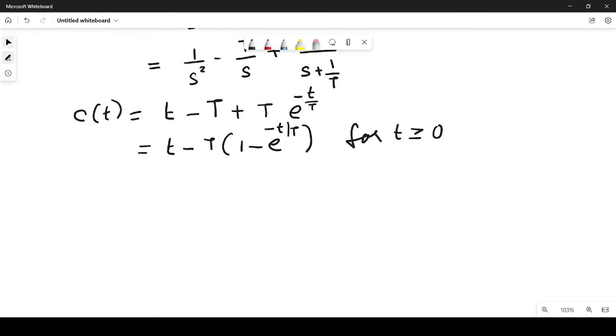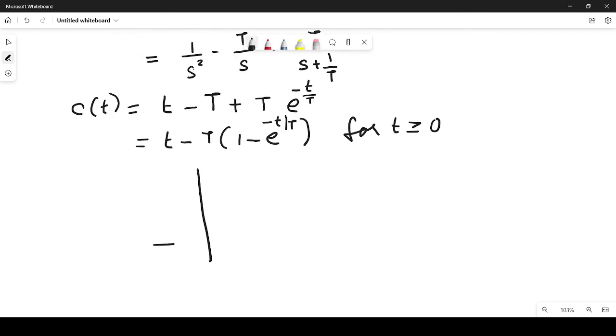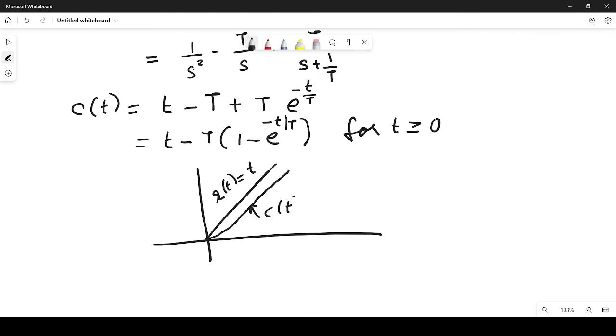Now when you draw this response, you will be getting something like this. This is our input signal, that is r of t is equal to t. So the output signal may be something like this, it is constant. So this is our c of t. So here what is the difference? This one is our steady state error, that is ESS.